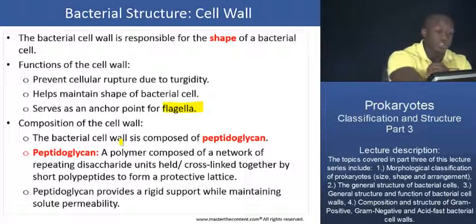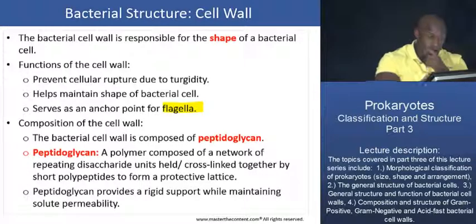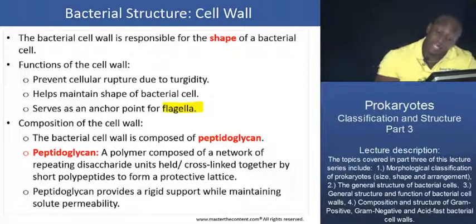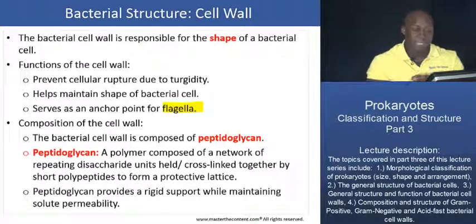Now, what I want to do is briefly talk about the composition of the cell wall. I talked about peptidoglycan a lot at the beginning of this lecture. Now we're actually going to examine its composition. The bacterial cell wall is composed of this compound I call peptidoglycan. So peptidoglycan is a polymer. It's composed of a series of repeating disaccharide units that are cross-linked or held together by shorter polypeptides, and they're held together in such a way that they form a protective lattice.